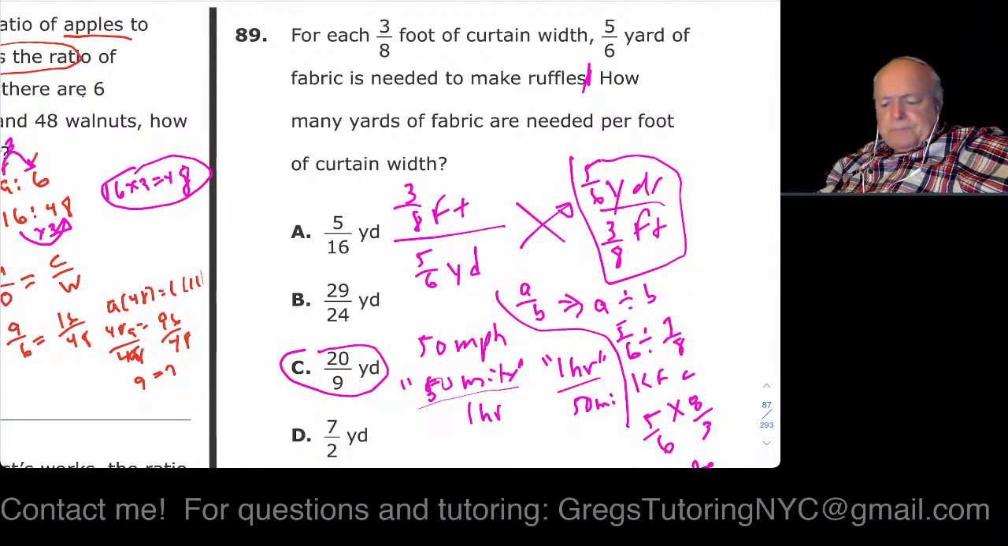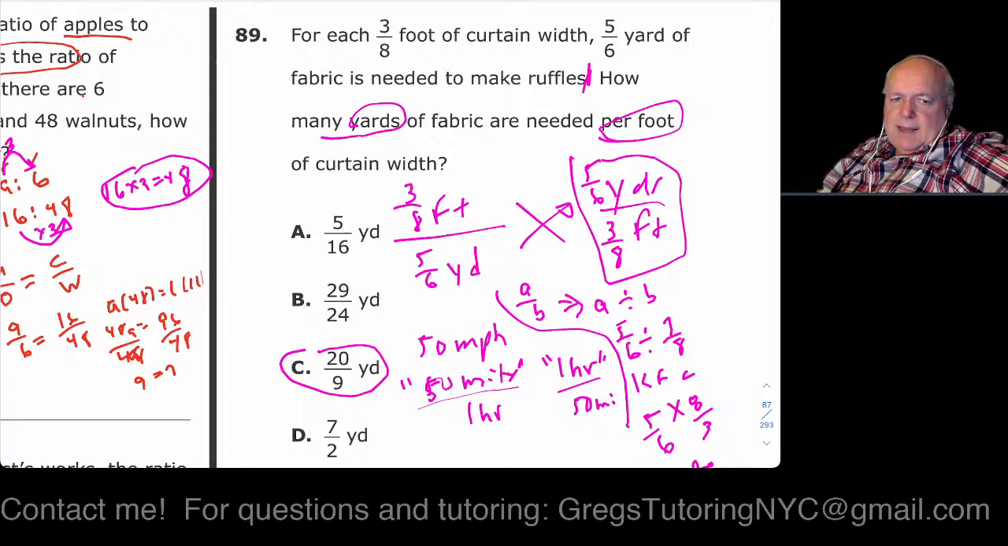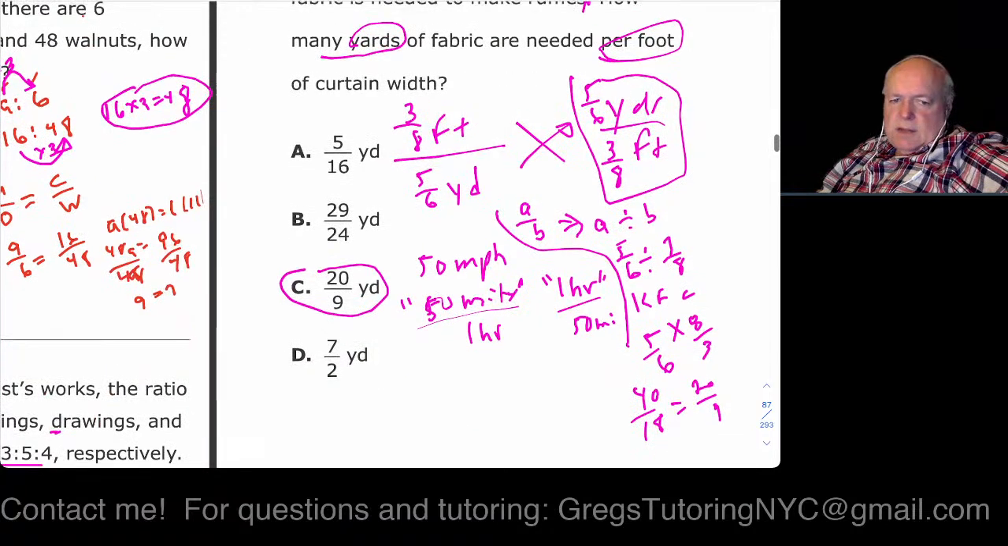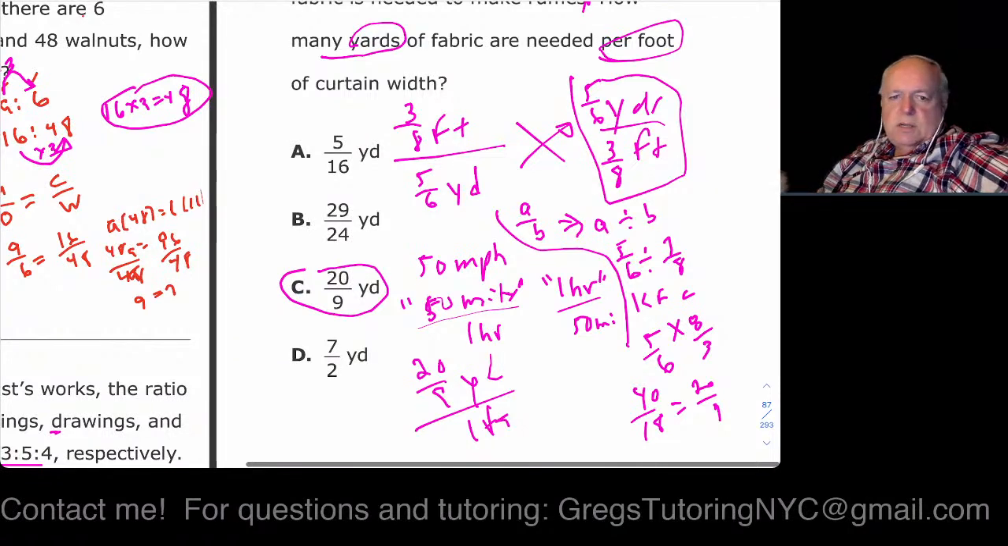If you notice, it's okay that all the answers are in yards because they're asking how many yards are needed per foot. So the ultimate fraction we're going to get at the end of this, theoretically, is 20 over 9 yards over 1 foot. That's what they're asking, per foot, per 1 foot. They didn't give a denomination, so it's going to be 1. All right, and that's why the answer can be yards.